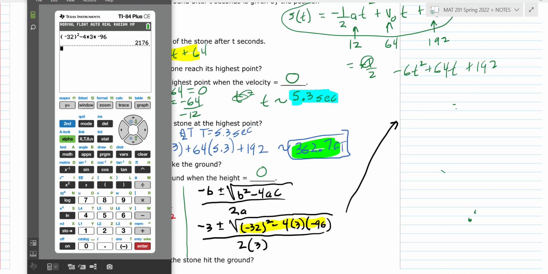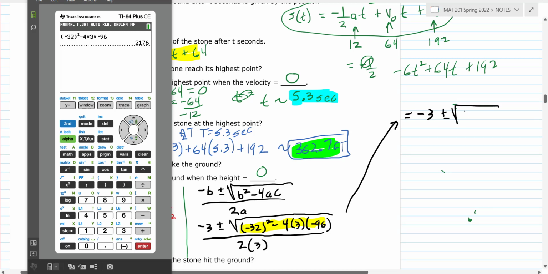Okay, so it looks like this is equal to negative 3 plus or minus the square root of 2,176 all over 6. Now we need to use our calculator and do this in two directions. What we're doing is finding a time. We're finding when the stone reaches the ground. So we need to do two things.